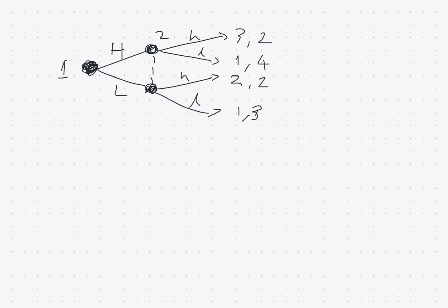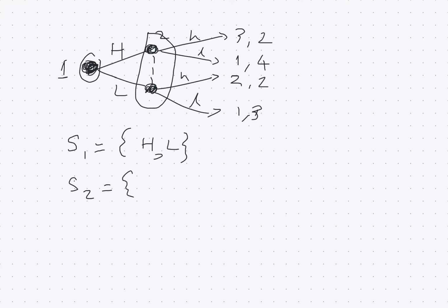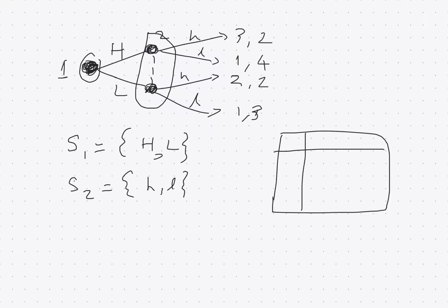All right, so strategy space, right? Let's look at player 1 strategy. It has just one node here, information set, so high and low. And player 2 has just one information set, because he doesn't know where he is right now, right? So just high and low. So it's a 2-by-2 game. So here we have a 2-by-2 game. So player 1 and 2, high, low, and high and low.